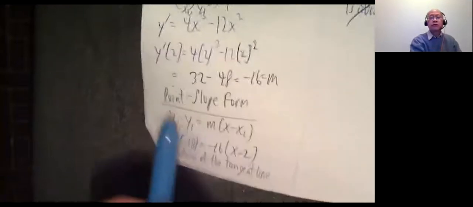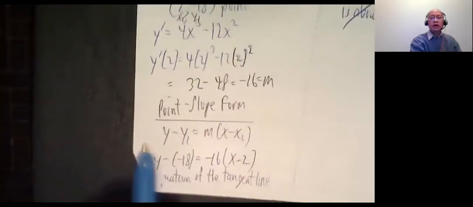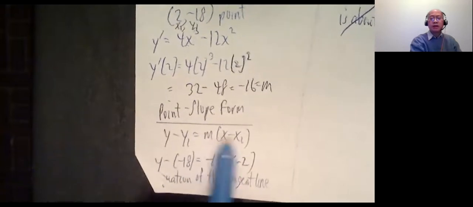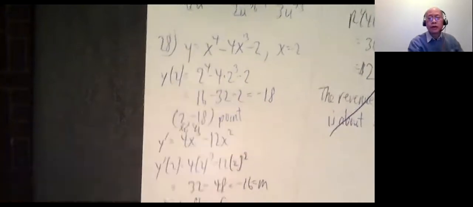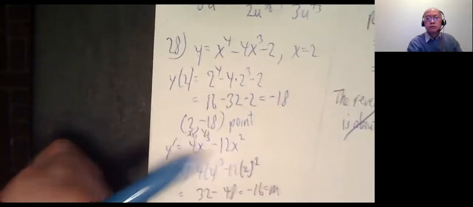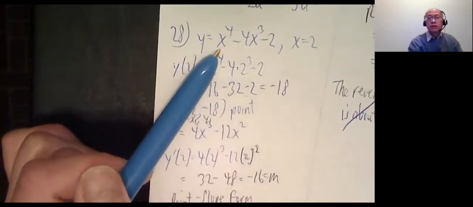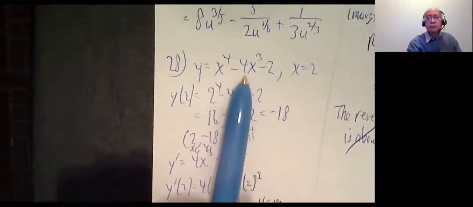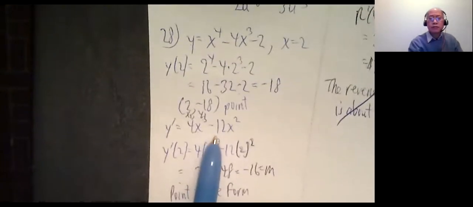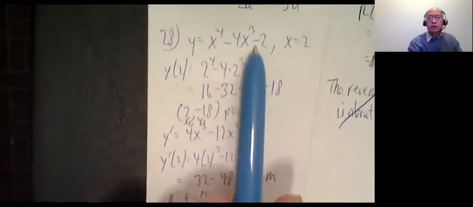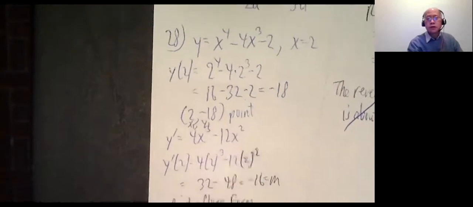Okay, point slope form, if you forget it, put it on your cheat sheet. y minus y1 equals m times x minus x1. All right, so I have the y coordinate. Now I need the slope. Slope means derivative. So what's the derivative of x to the 4th? 4x cubed. What's the derivative of -4x cubed? Negative 12x squared. What's the derivative of negative 2? 0, so don't put anything.